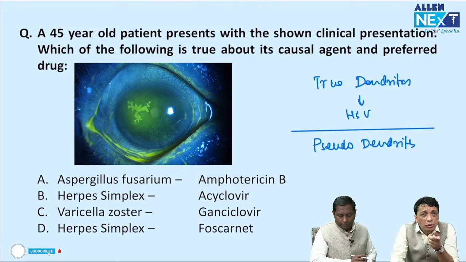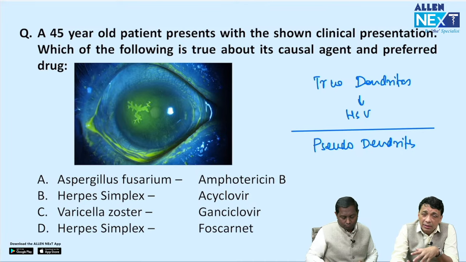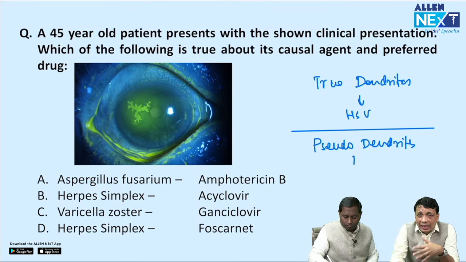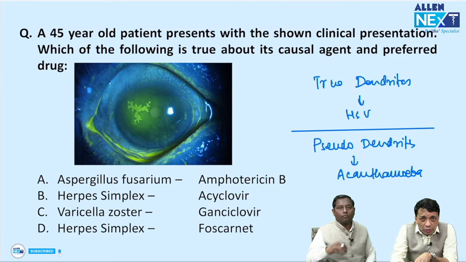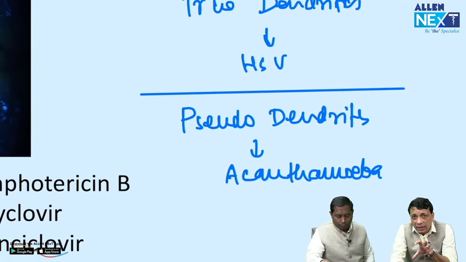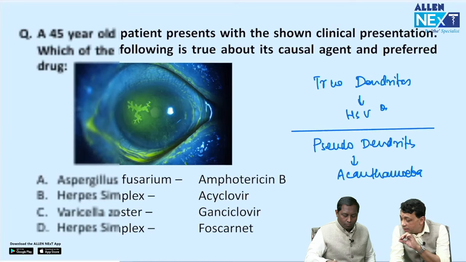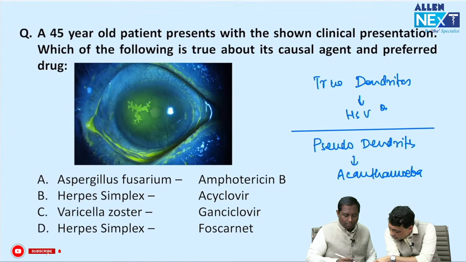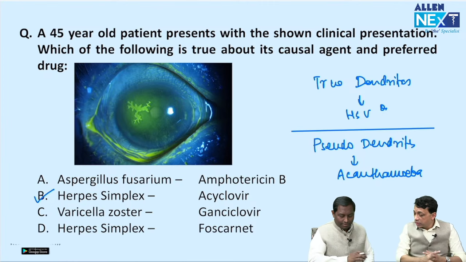Remember, there's something called pseudodendrites, which we'll discuss in the next question, which can be seen in other conditions like acanthamoeba, contact lens wearers, drug-induced SPKs, and things like that. But true dendrites is only in this case, and that is why this is herpes simplex. So the answer here is B, herpes simplex, and the drug is acyclovir. Over to you, Dr. Siraj.